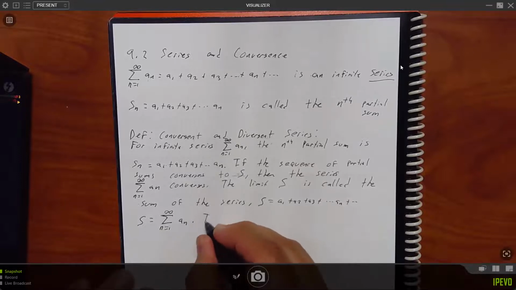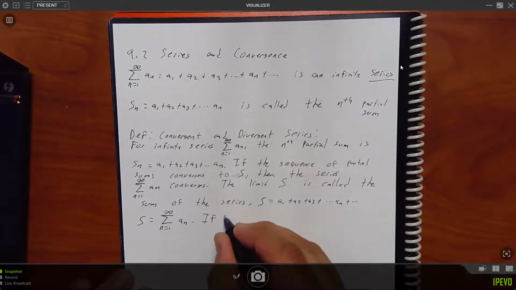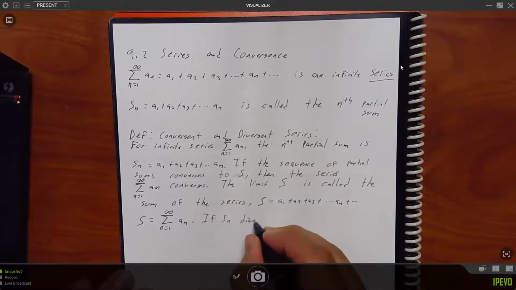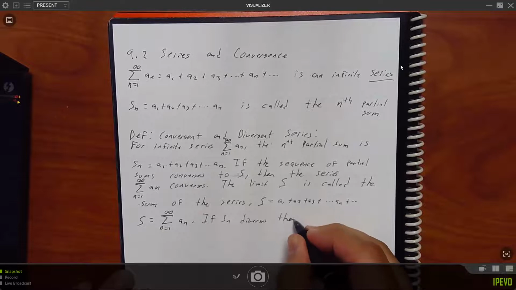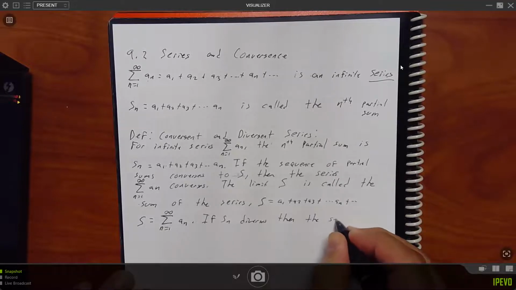Also, if Sn diverges, then the series diverges.